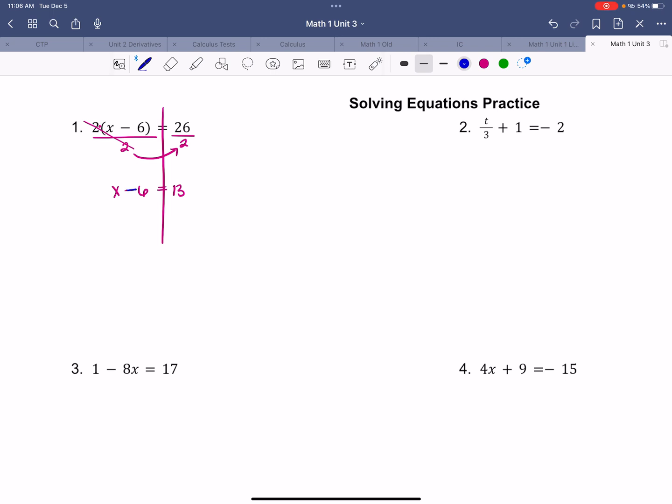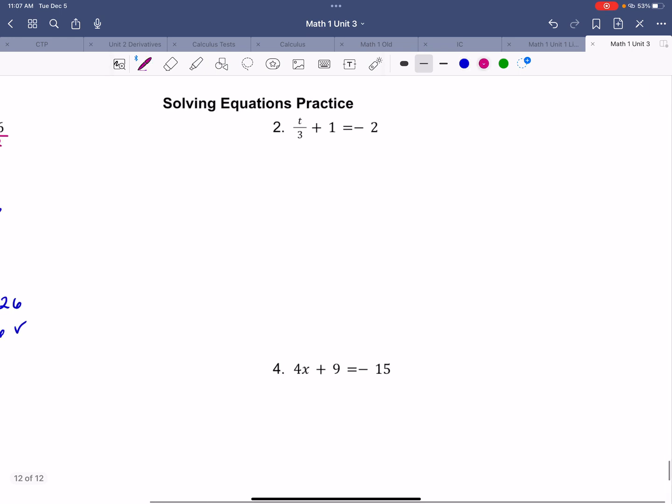Now, the opposite of subtracting by 6 is to add 6. Just like I did before, whatever operation I do on the left, I must also do on the right. So 13 plus 6 is 19, which means that x must be 19 to make this equation true. I can check this by plugging 19 into my original equation. 19 minus 6 is 13, and 2 times 13 is 26, so I know that I have the right answer.